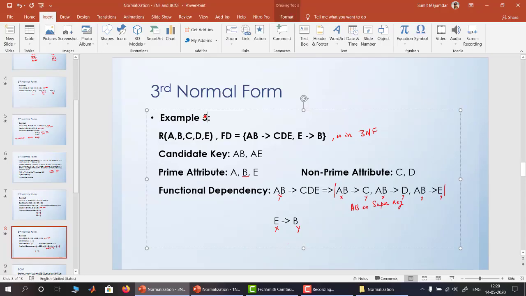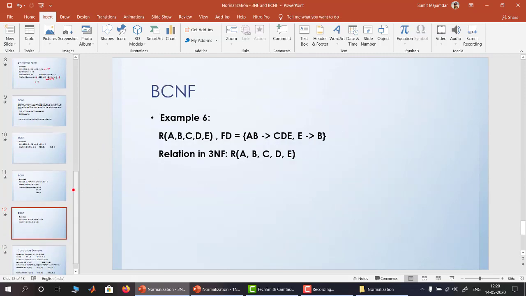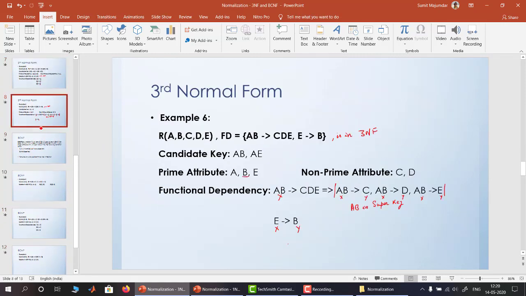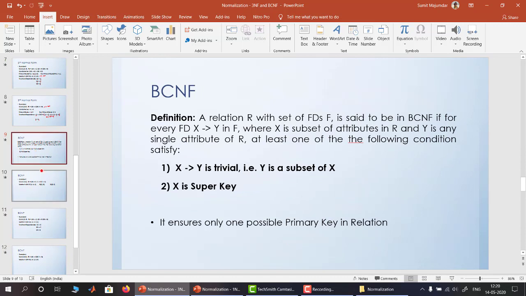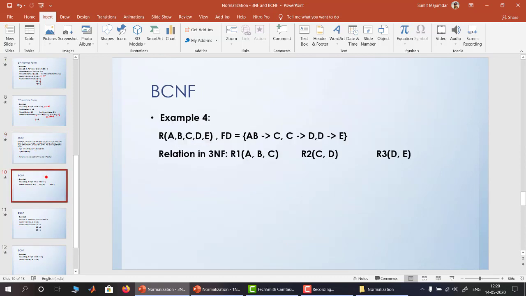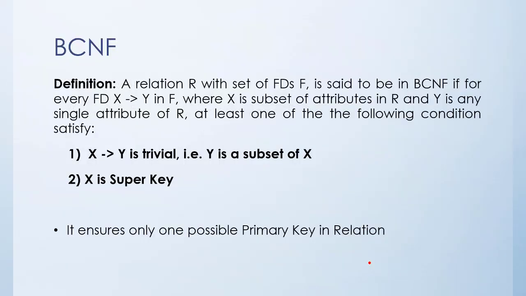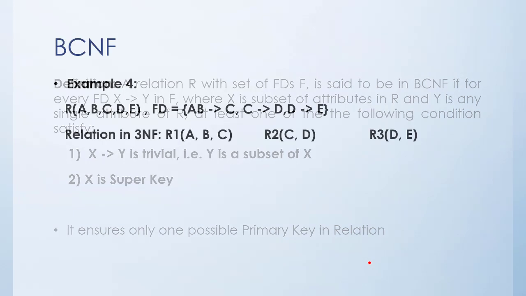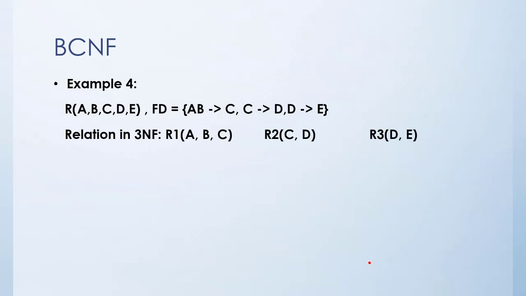Now, what is the improvement made by the BCNF? It ensures only one possible primary key in a relation. Now, to analyze whether a functional dependency is in BCNF or not, we are going to use the examples which we have already discussed.